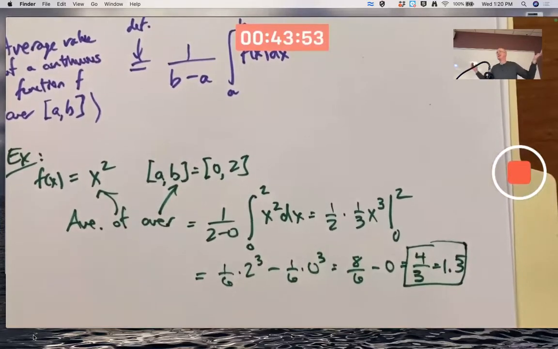So calculating it is pretty easy. But what does it mean? Why is it important? And does it make sense? Here's a little intuition about what it means.